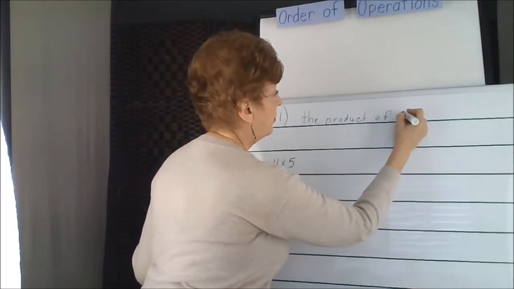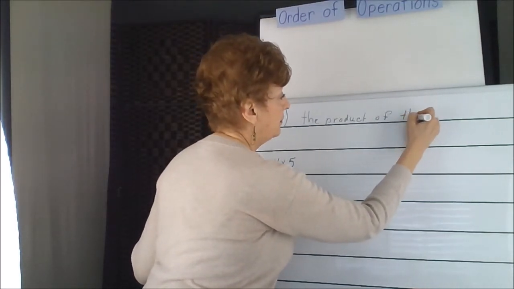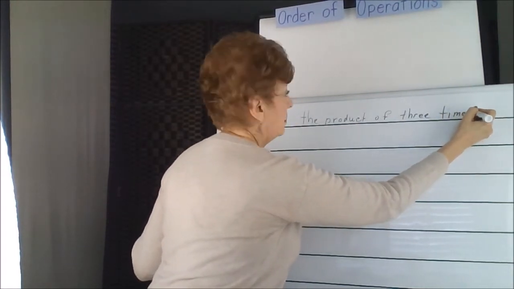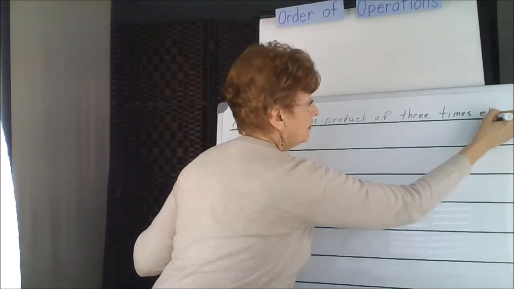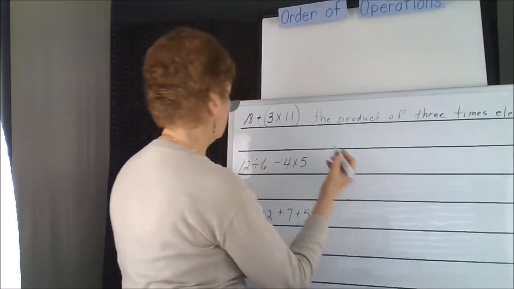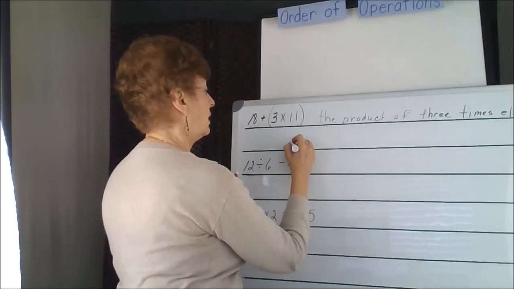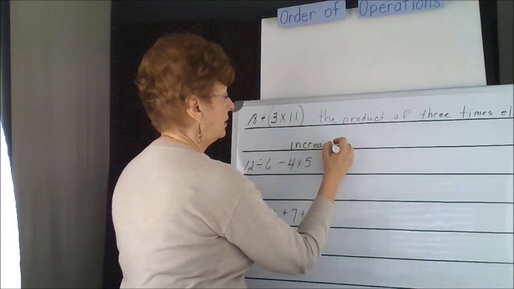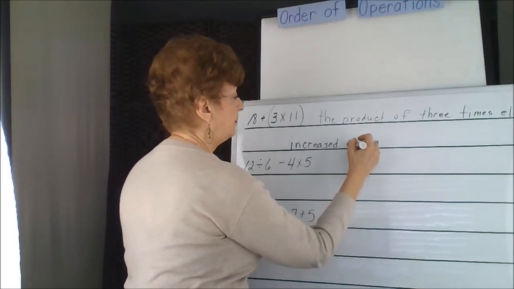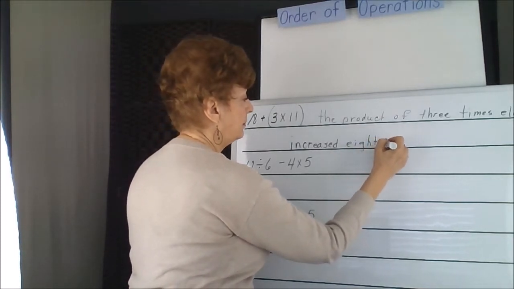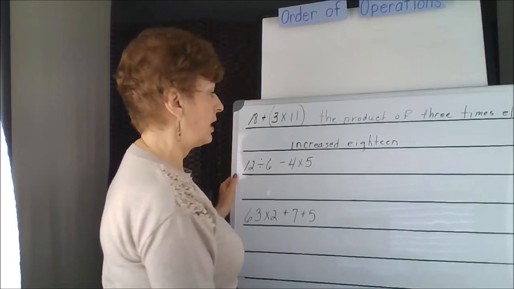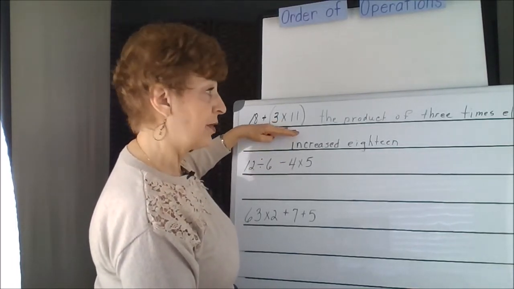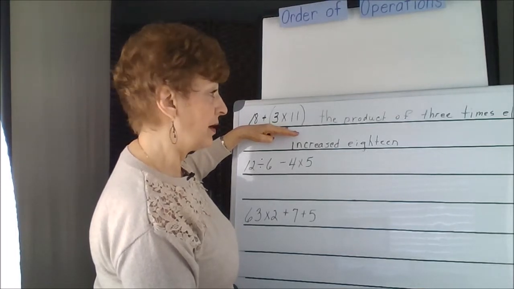of 3 times 11 increased by 18. That would give us the proper order of operation, because the product of 3 times 11 would have to be done first.